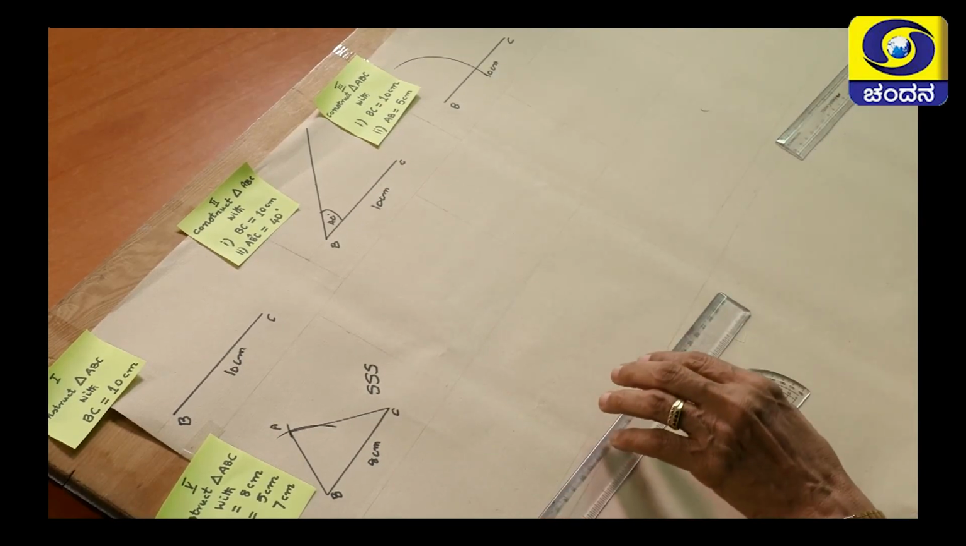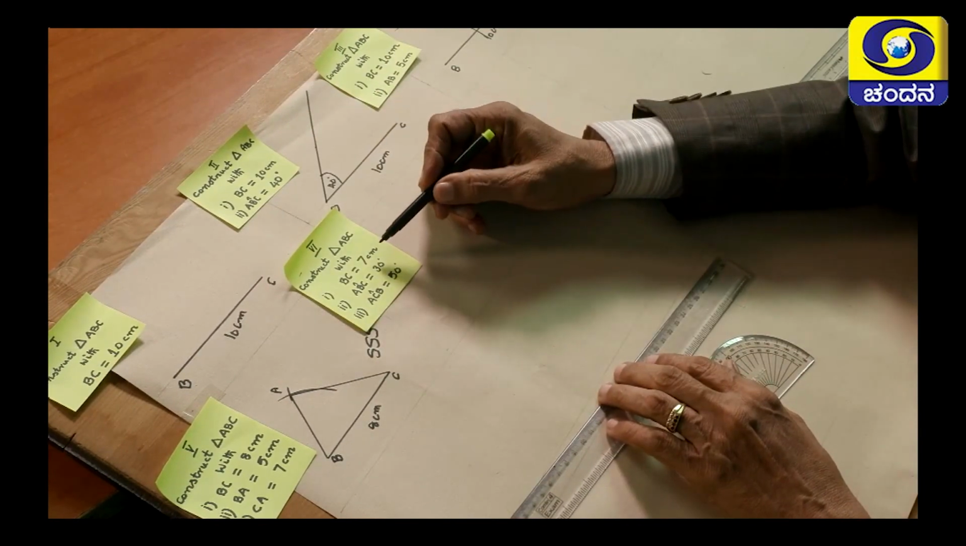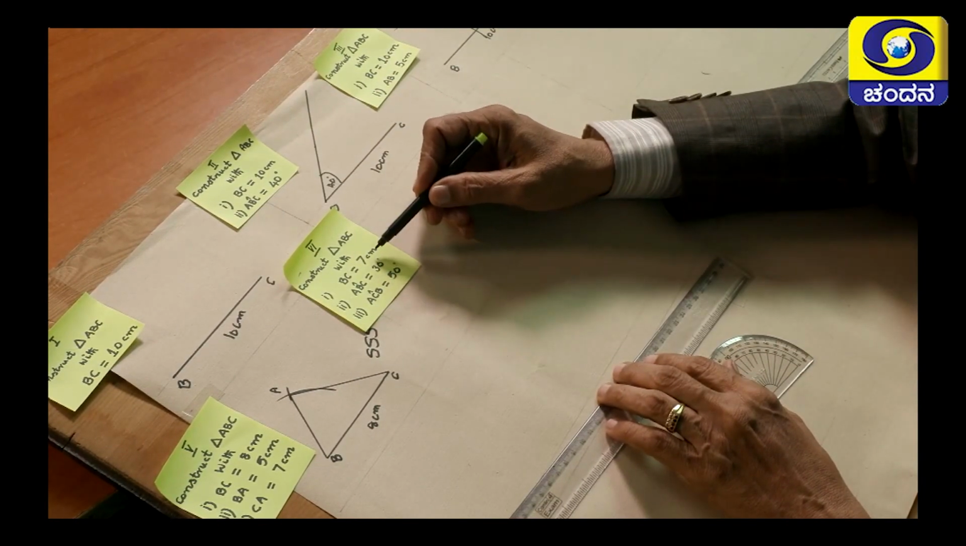Okay, now let us go to other possibilities. Here you can see 2 angles and a side are given.